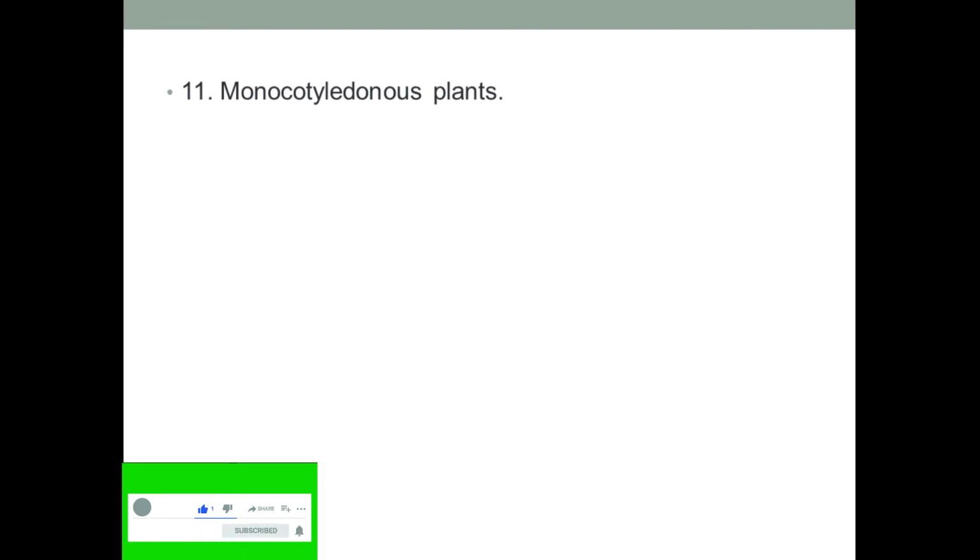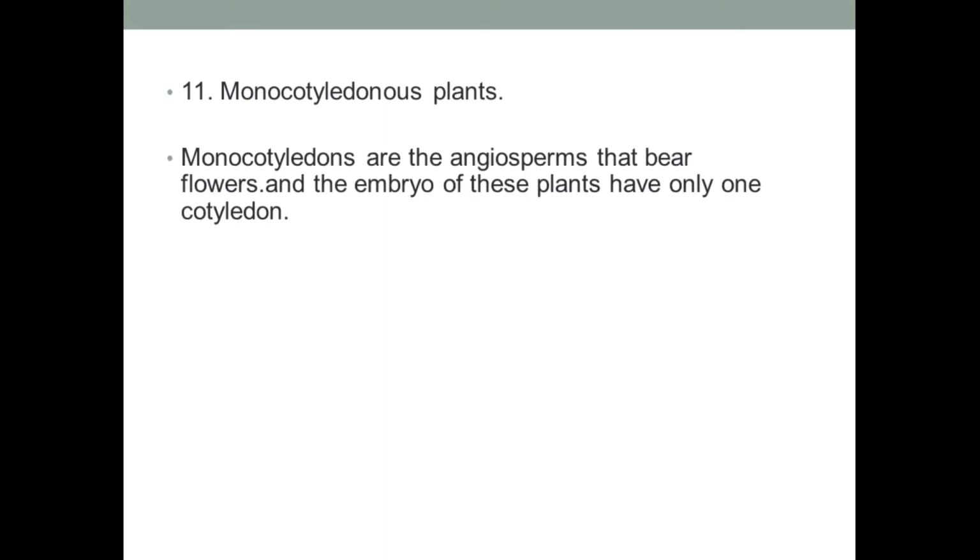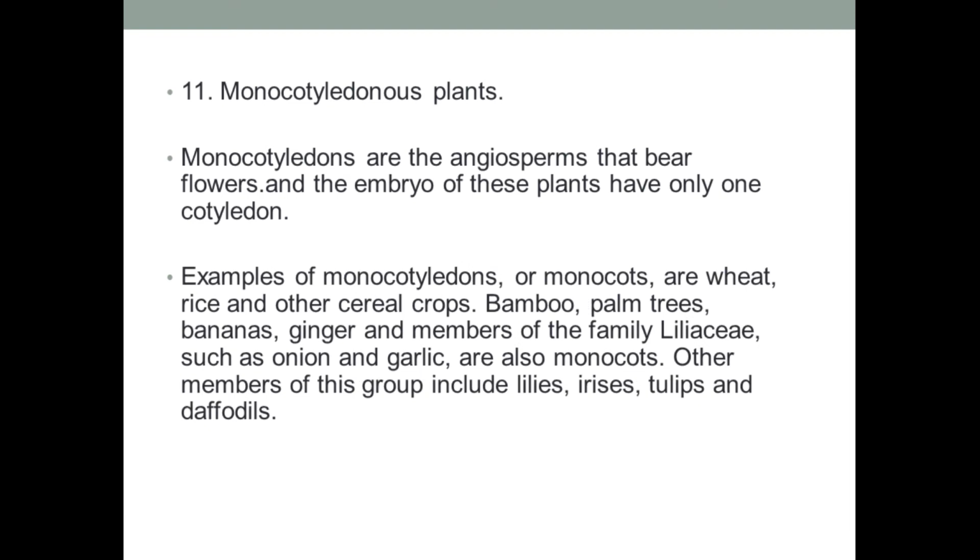Number 11, we have monocotyledonous plants, and this again is not a new term to us. We are all aware of what monocotyledonous plants are. Again, as a reminder, monocotyledonous plants are angiosperms that bear flowers, and the embryo of these plants has only one cotyledon. So the seeds produced by these plants have only one cotyledon. Examples of monocots are wheat, rice, bamboo, onion, lilies, etc.